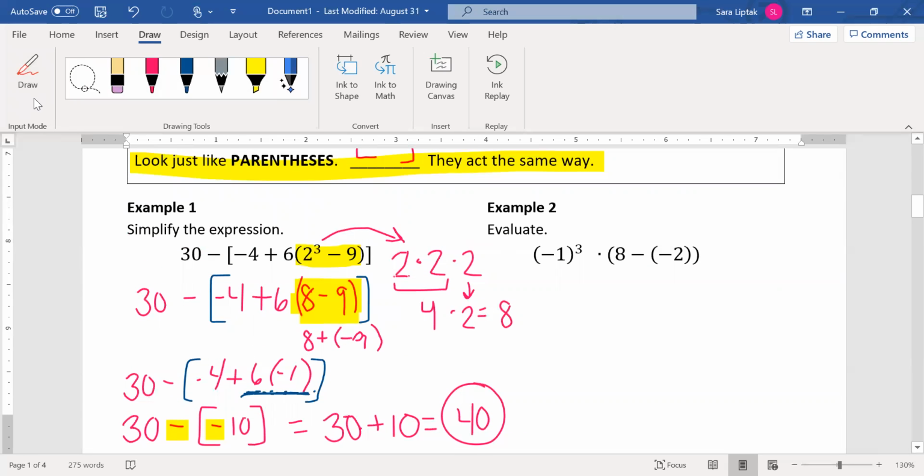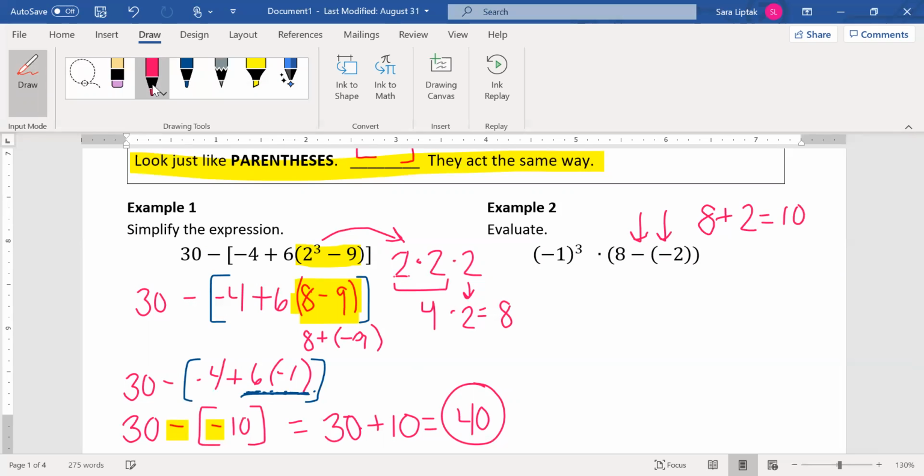So now we can work on example 2, and it says to evaluate. That just means to simplify. So if we see here, we have parentheses and we also have exponents. What does PEMDAS tell us to do first? So I'm going to work inside the parentheses, but I see a minus sign again right up next to a negative. So that is actually the same thing as saying 8 plus 2, or 10. So I have a -1 cubed, or you could say -1 to the third power, that's fine as well, multiplied by a 10.